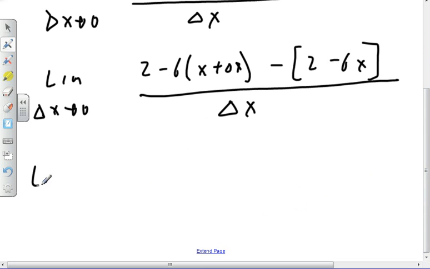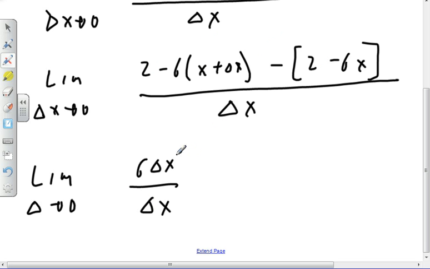And I get limit. See how much ink I'm wasting? I could have just written down the answer, and I'm wasting all this ink. So I got a 2 minus 2 is 0. I got a minus 6x plus 6x, that's 0. And I've got a 6 delta x divided by delta x. So I can cross both those guys out, and I get a final answer of 6.